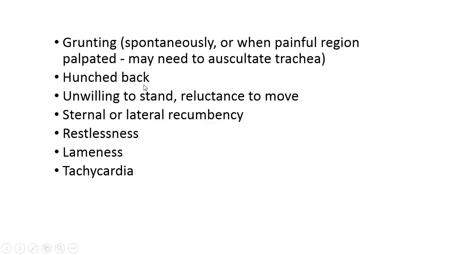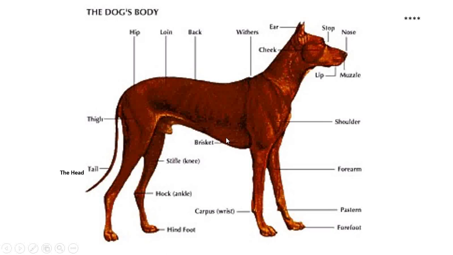As I said, they may grunt. They may have a hunchback. They may not want to stand. Maybe in sternolateral recumbency. Increased heart rate, increased respiratory rate. Here's a cow obviously in pain. She's on her side. She's almost torticollis, pushing her head backwards. She's been thrashing around here. She's in pain. So not normal by any means.